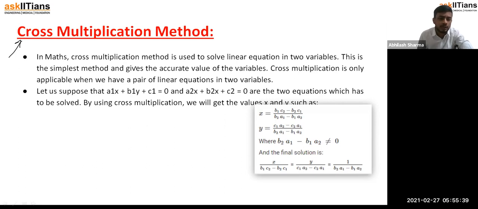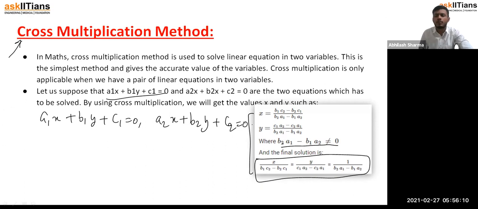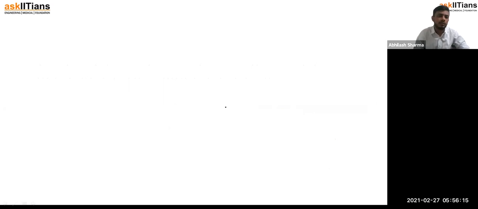So let us suppose that these two equations are given. So a1x plus b1y plus c1 equal to 0, and a2x plus b2y plus c2 equal to 0. These two are the equations which have to be solved, right? So using cross multiplication method, we will get all of this, and we are assuming this is not equal to 0, so the final solution can be represented in this form. Now you might be thinking, where did this come from? So let us first derive how we can derive this thing.